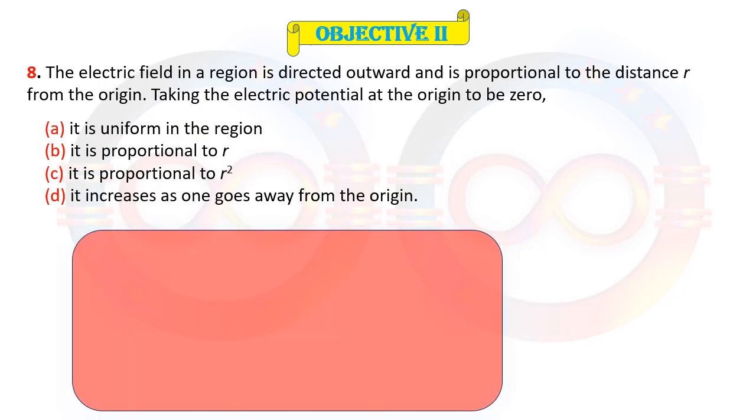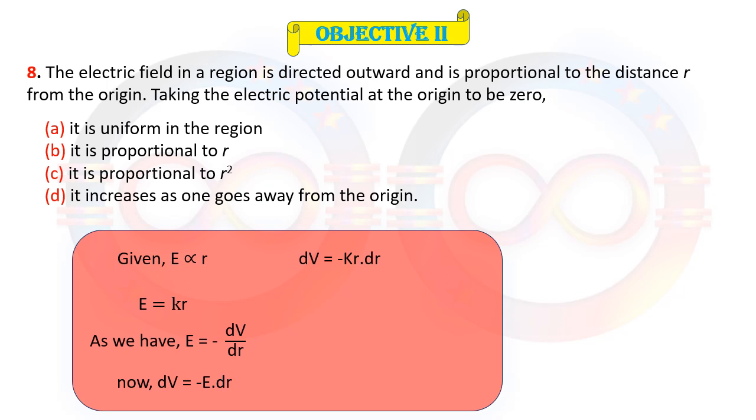Question number 8. The electric field in a region is directed outward and is proportional to distance r. So let us write E is directly proportional to r. Then E is equal to kr. Now the question is, taking the electric potential at the origin to be 0, we have to find the relation for potential where the electric field is directly proportional to r. So E is equal to minus dV upon dr, or dV is equal to minus E dot dr. So let us put the value as minus kr dr.